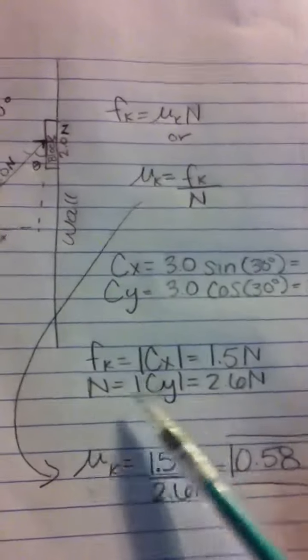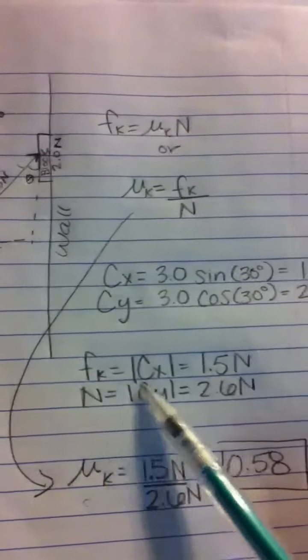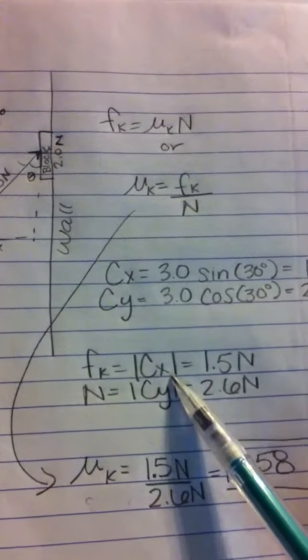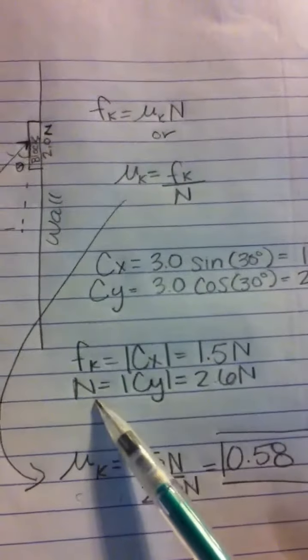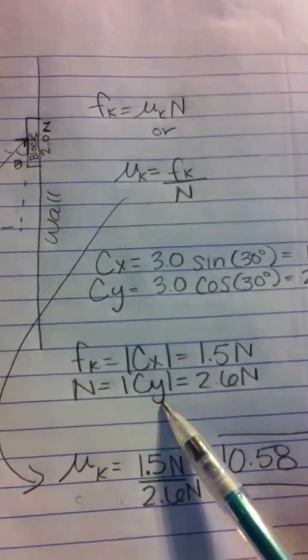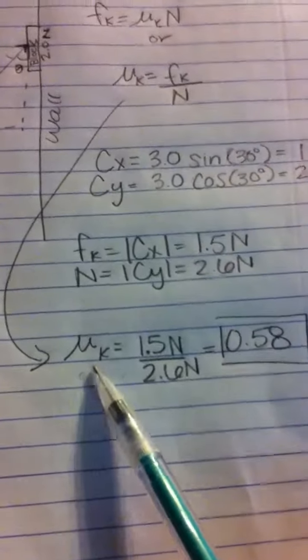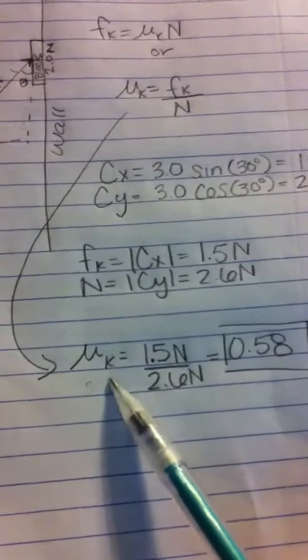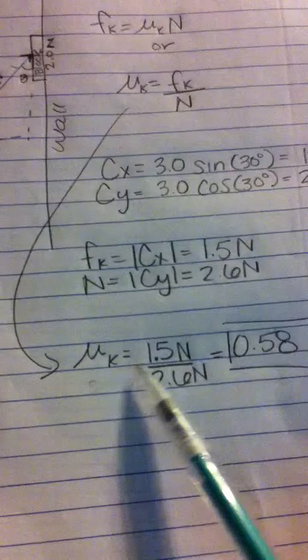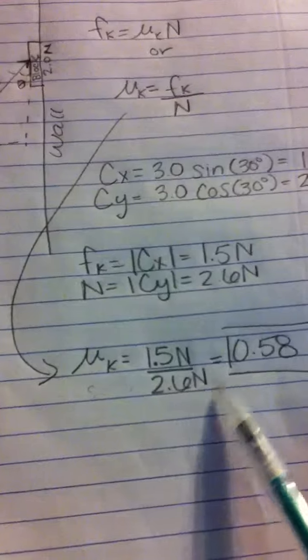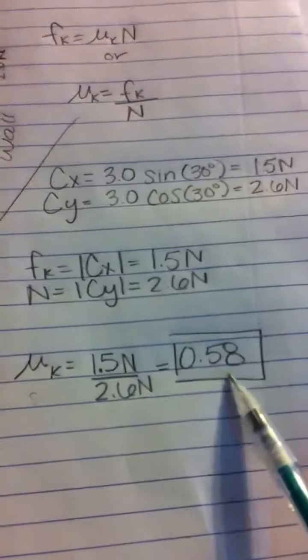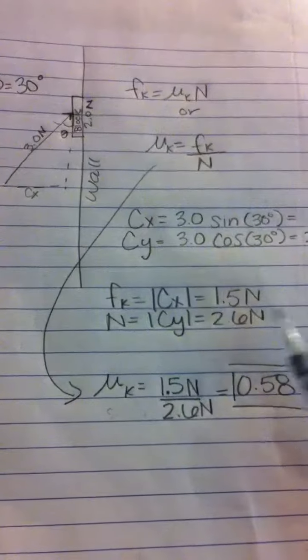Then we know that the kinetic friction is equal to the magnitude of the x component of the contact force, which was 1.5, and the normal force is equal to the magnitude of the y component of the contact force. So then you would plug it back into this formula, and the coefficient of kinetic friction would be 1.5 newtons over 2.6 newtons, which would give you 0.58 for the coefficient of kinetic friction.